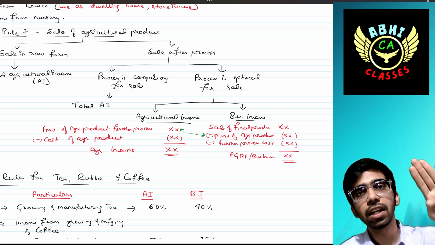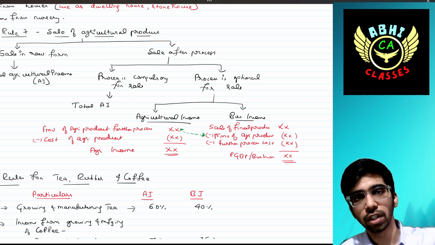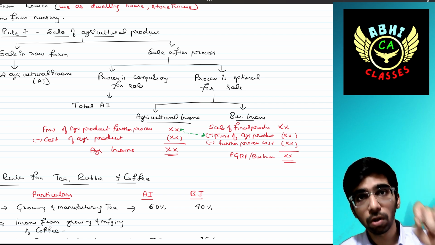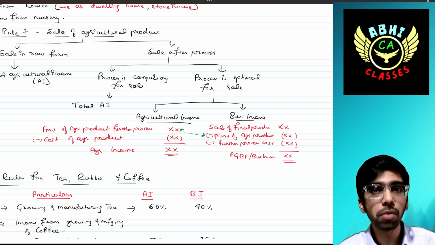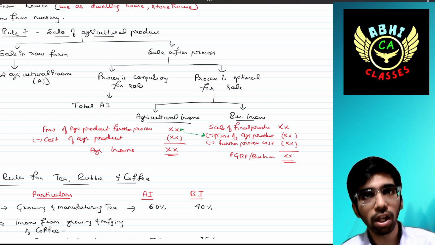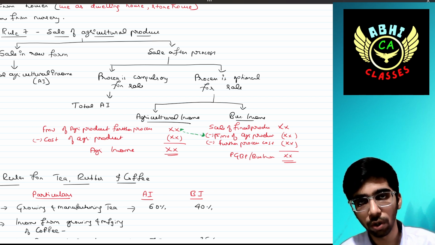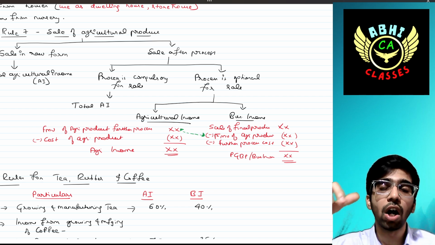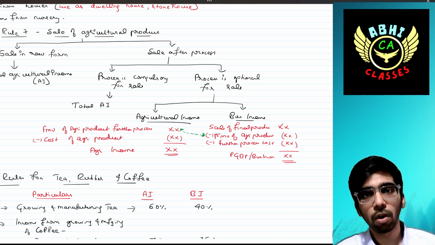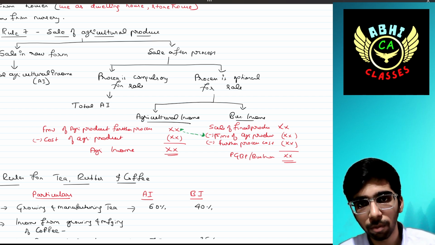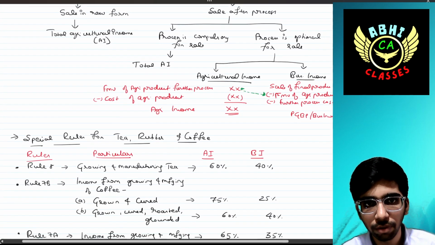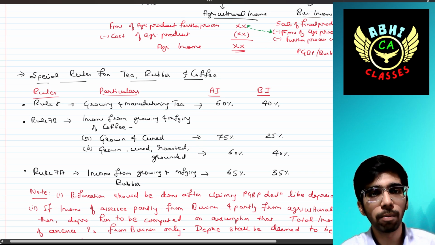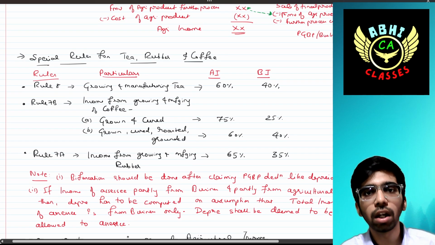Simple. If the sale is in a raw form, agriculture income. If sale after process, and the process is compulsory in order to clean the potatoes, then agriculture income. If the process is optional, like cutting, agriculture income is derived as the fair market value of that potato minus the cost of agriculture produce. Business income is the sale of the final product minus the fair market value of the agriculture product minus further process cost. Simple. Very good.